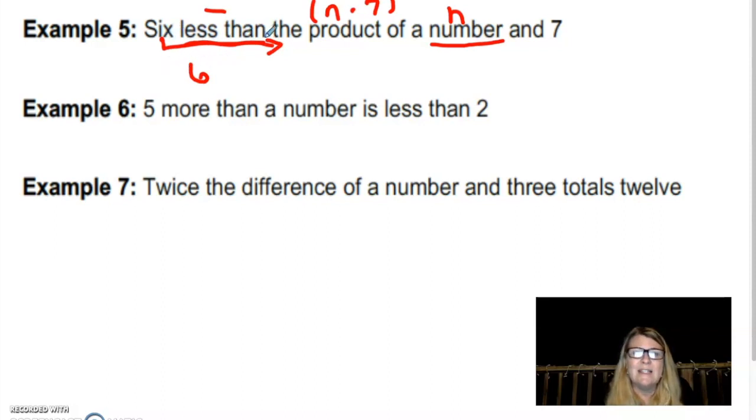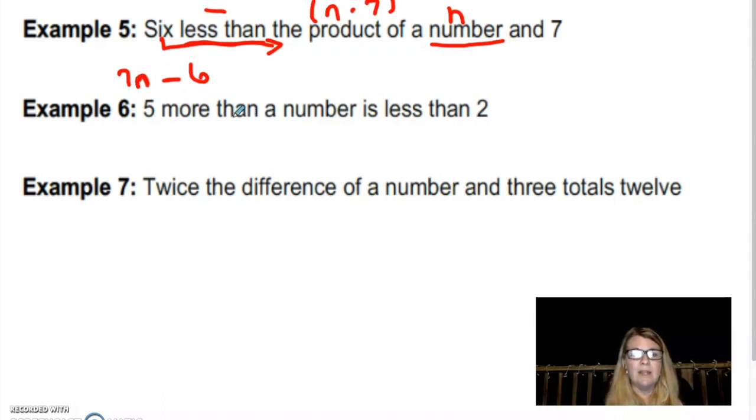So 6 is less than. We're going to have to throw the 6 behind the phrase that comes after it: the product of 7 and n, 7 times n. Now, you can put parentheses around that or not. It's not necessary because you're going to do multiplication before you do your addition or subtraction. But if you put parentheses around it, it would not be wrong.